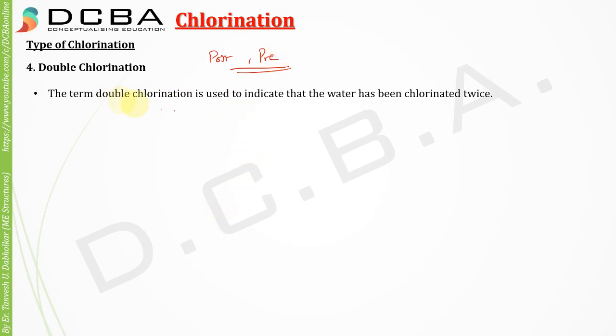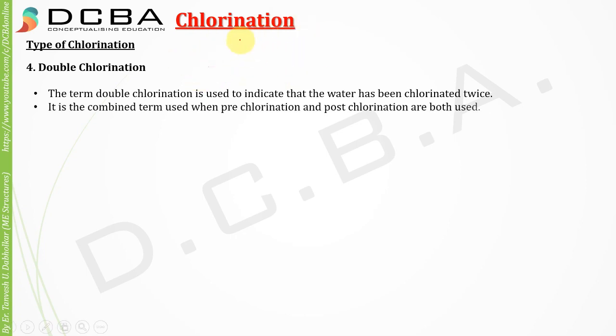The term double chlorination is used to indicate that the water has been chlorinated twice. That is, first you do the pre-chlorination and then you do the post-chlorination, which is required in all the cases. So two times you are doing this, that is why it is called double chlorination. Double chlorination is practiced when the water has higher turbidity levels.